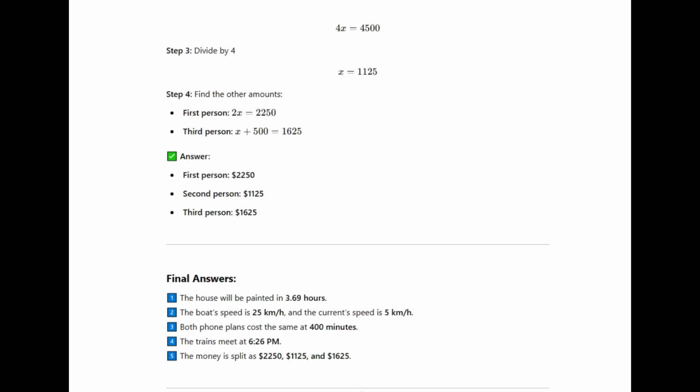4. The trains meet at 6:26 p.m. 5. The money is split as $2,250, $1,111.25, and $1,625.